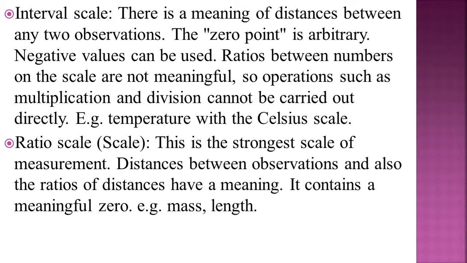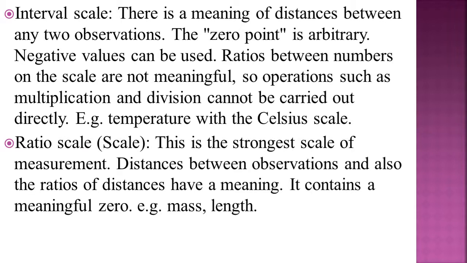Interval scale. There is a meaning of distances between any two observations. The zero point is arbitrary. Negative values can be used. Ratios between numbers on the scale are not meaningful, so operations such as multiplication and division cannot be carried out directly. For example, temperature with the Celsius scale or Fahrenheit scale.